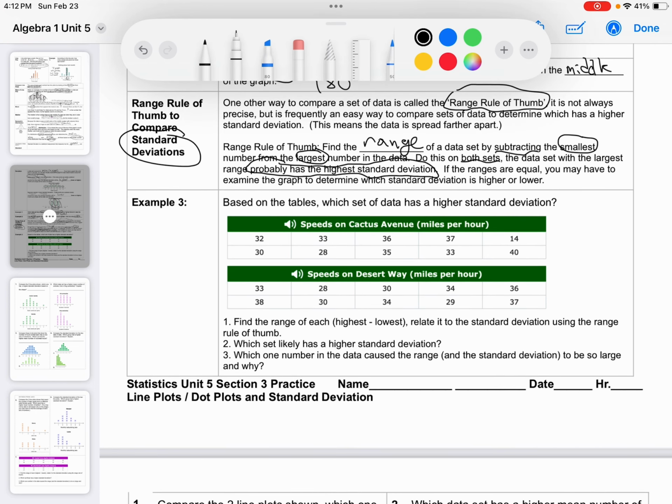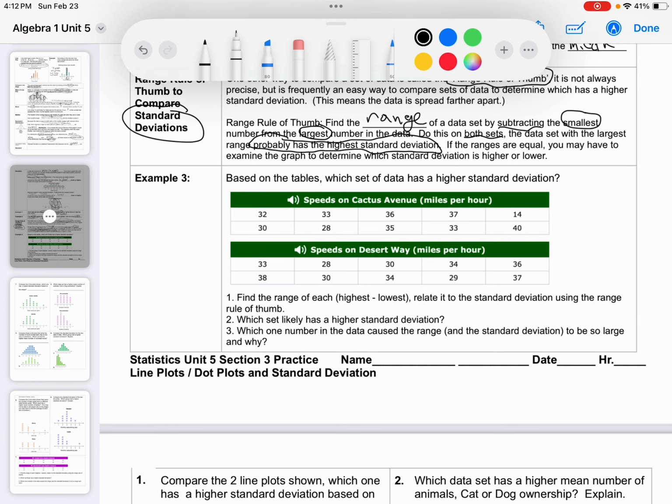So one way you can find which table would have the higher standard deviation is to find the range of both, and then whichever has the highest range probably has the highest standard deviation. Looking at these two tables down here, first we want to find the range of each set, which again is the highest minus the lowest. For the speeds on Cactus Avenue, the lowest number that I see is 14, and the highest number that I see is 40. So to find the range, I would take 40 minus 14, and 26 would be the range.